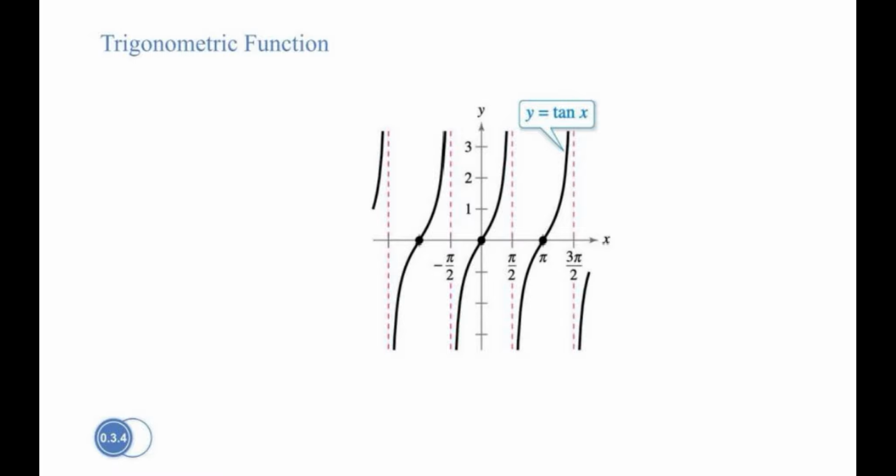This is the graph of y equals tan x. Unlike sine and cosine, tangent does not stay between -1 and 1. It can go up or down without limit. The dashed vertical lines are asymptotes. The graph gets closer and closer to these lines, but it does not touch them. Tangent has a period of pi, so the same pattern repeats every pi units. It crosses the x-axis at values like 0, pi, and -pi.